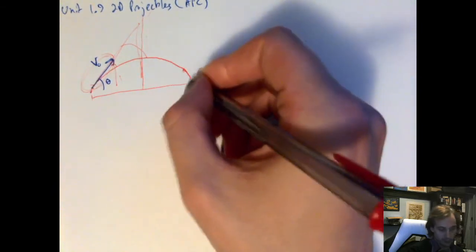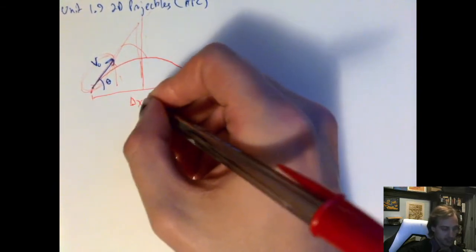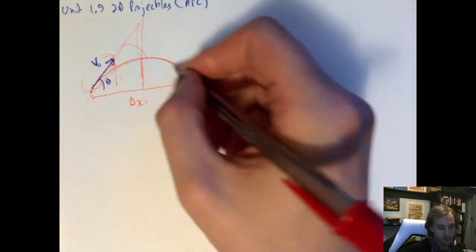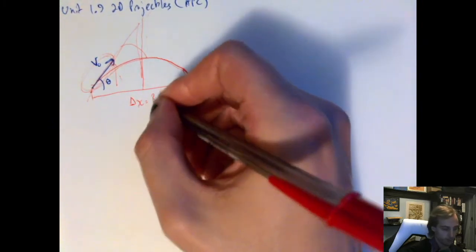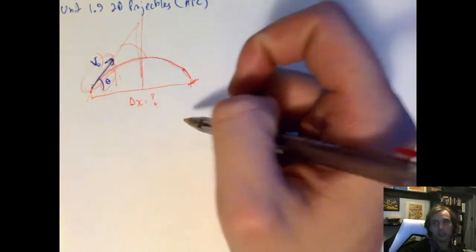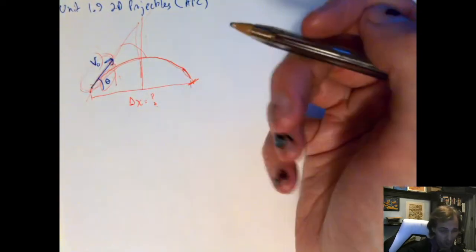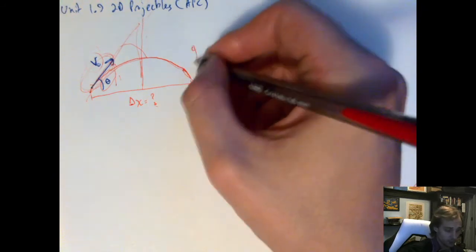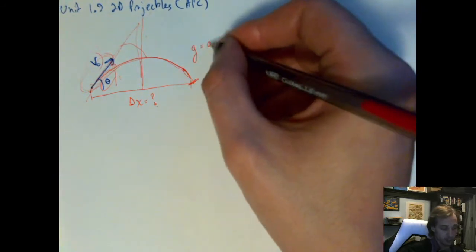What we're looking for here is the delta x that this thing goes by the time it gets back to level ground in terms of v naught and theta. Now you're always allowed to use g, it's just a constant. So g is fine too, and that one will equal ay.